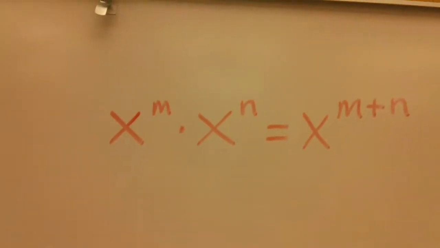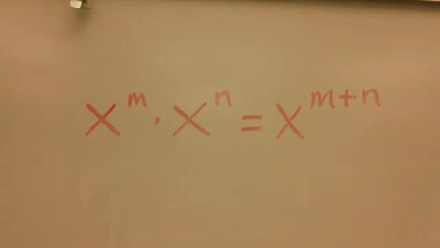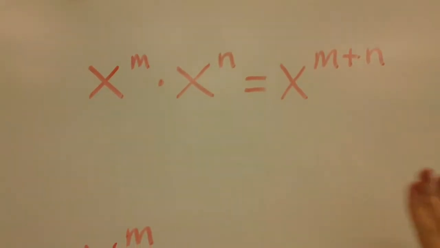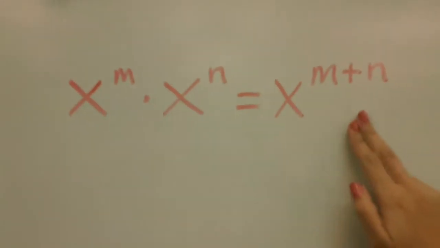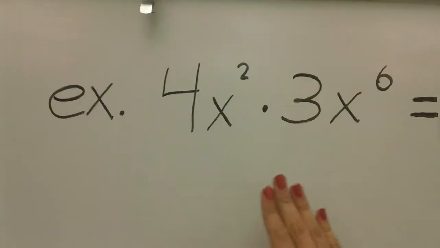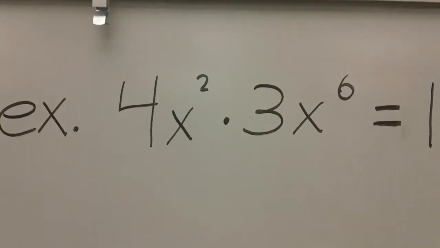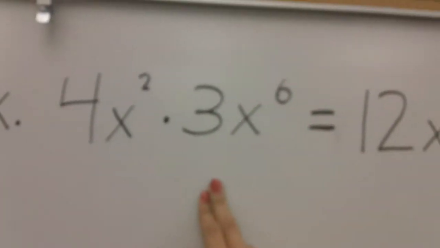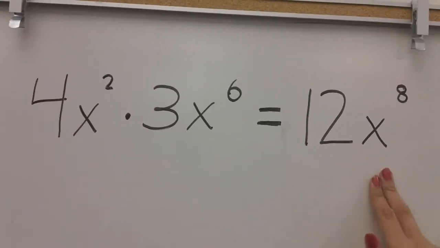So here's our first equation. We have x to the m times x to the n. What you're going to want to do in this situation is, instead of multiplying m and n, we're actually going to add them, because this is a rule of exponents. So you have x to the m plus n. Our example here is 4x squared times 3x to the 6. We multiply the coefficients together, 4 times 3 is 12. Then we add the exponents, 2 plus 6, which is 8. So our answer is 12x to the 8.